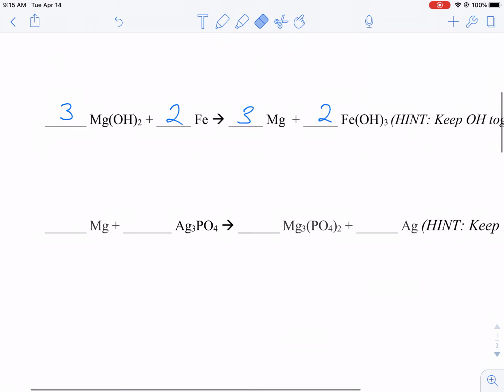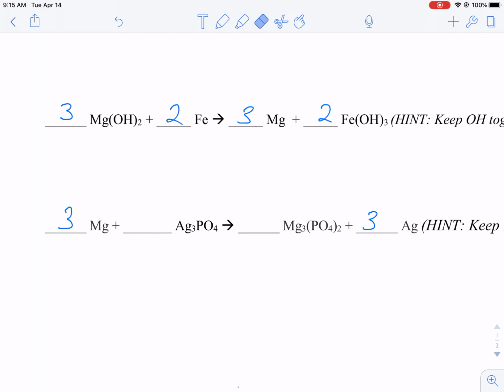For the last one, again, very similar. Start with my Mg, 1 Mg, 3 Mg, going to put a 3 in front of here. Then I'm going to go to Ag. I have 3 in my reactants, I have 1 in my products, so I'm going to put a 3 here.